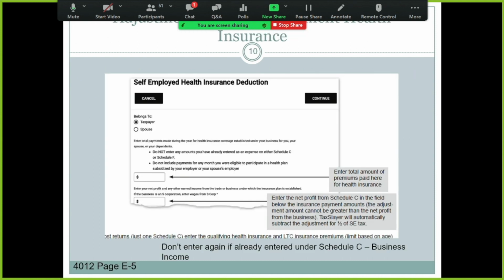This screenshot shows you a snapshot of how the self-employed insurance deduction is listed on the tax return. And when you're inputting the correct information, TaxSlayer will automatically compute this. But we do want to caution you to not enter it again if you already took it as a Schedule C business income expense.